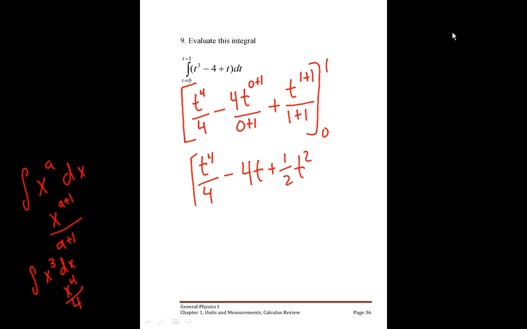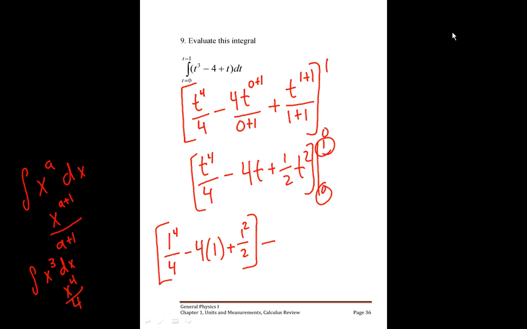When I evaluate it from 0 to 1, that means my final condition is 1 and my initial condition is 0. So I just say 1 to the 4th over 4 minus 4 times 1 plus 1 squared over 2, just plugging in the values for t. That's my final condition minus my initial condition, which is 0: 0 to the 4th over 4 minus 4 times 0 plus 0 squared over 2.